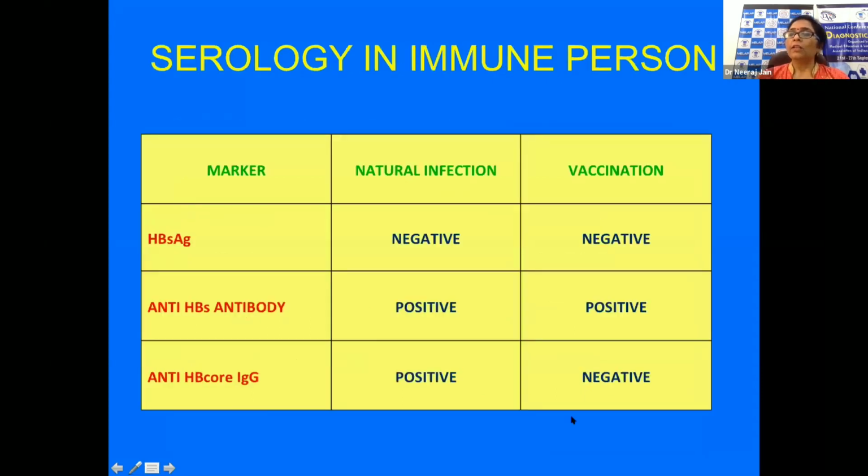Next comes the serology in an immune person. If a person gets immunity by, say, natural infection versus vaccination, can we differentiate these two groups? Yes, we can.